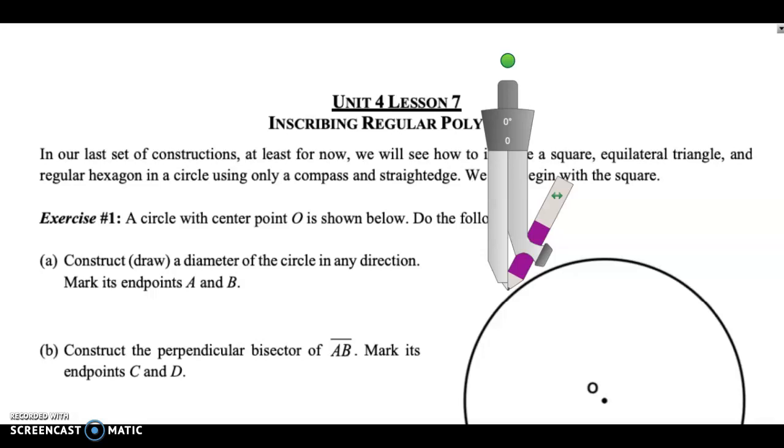Hi GOH, this is Unit 4, Lesson 7, so this is the last lesson in this unit on constructions. We're going to inscribe regular polygons inside of circles, and those regular polygons are going to be equilateral triangles, hexagons, and squares. This is a popular question on the regents that has been asked several times, and it's pretty simple to do. So let's see, we're going to start with exercise 1.